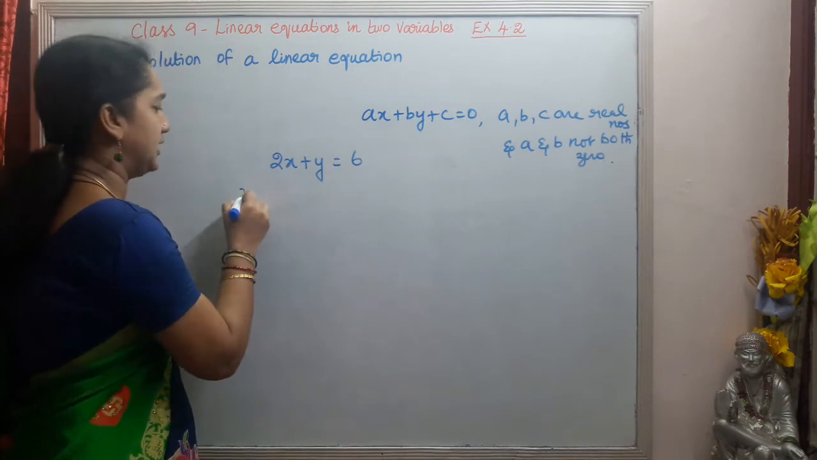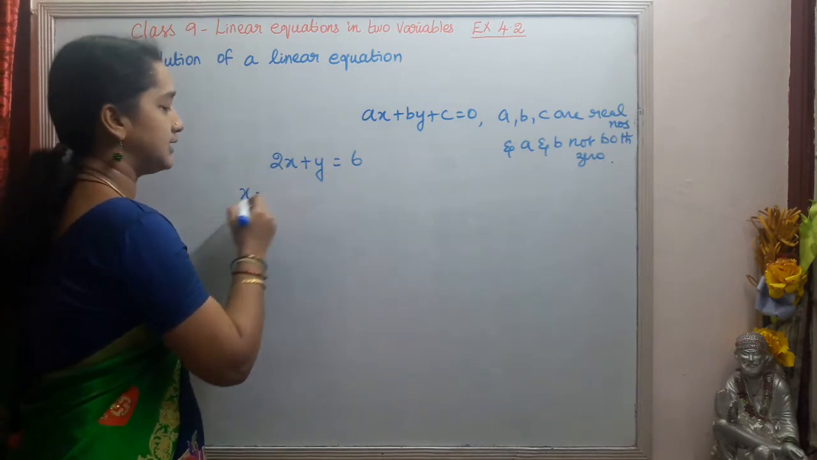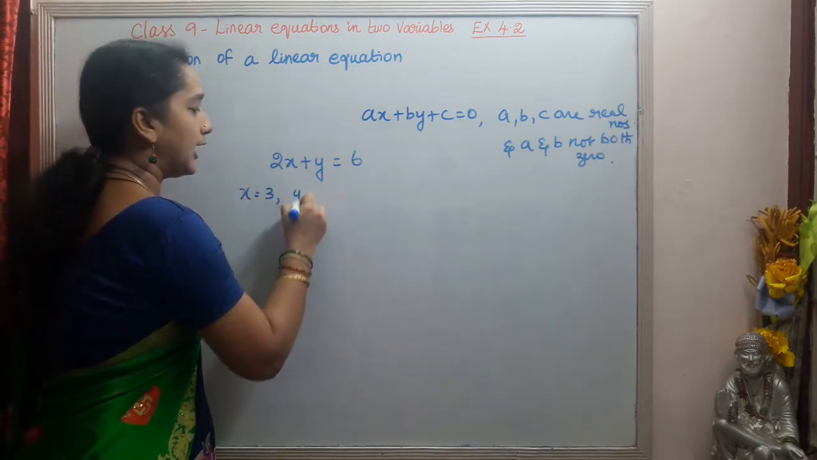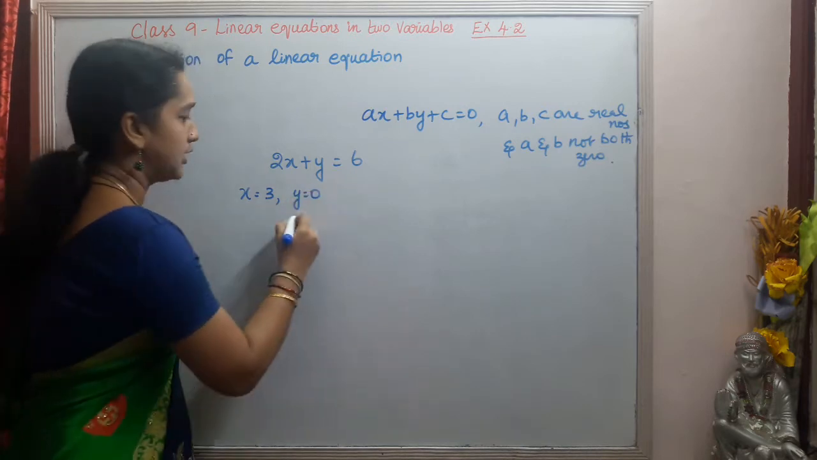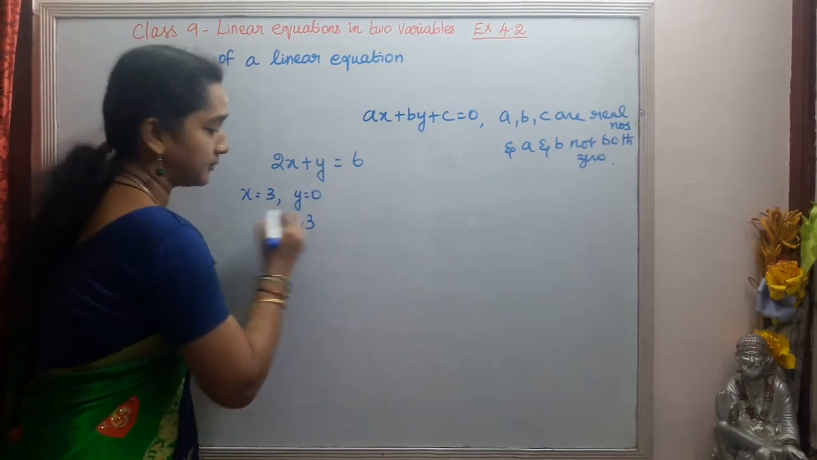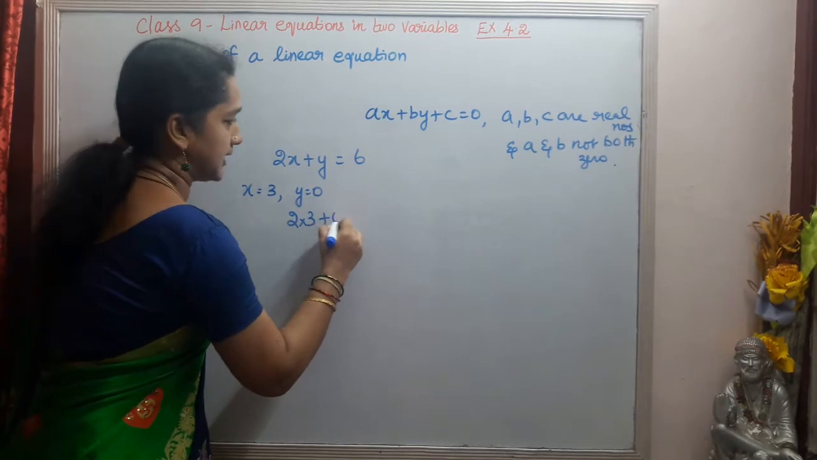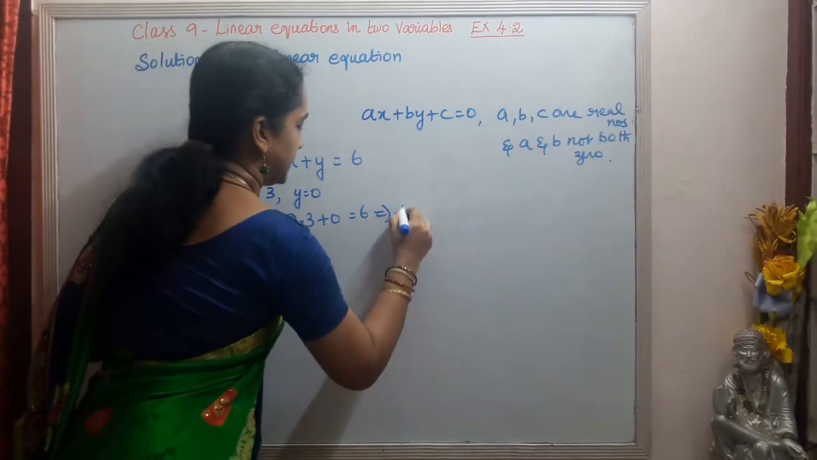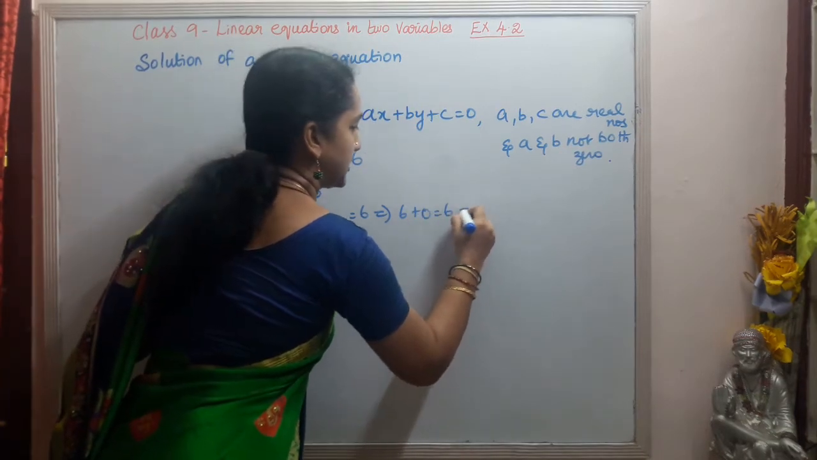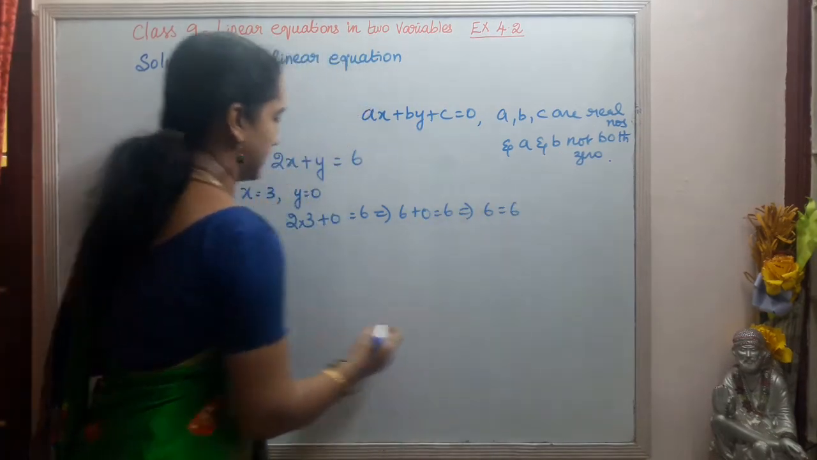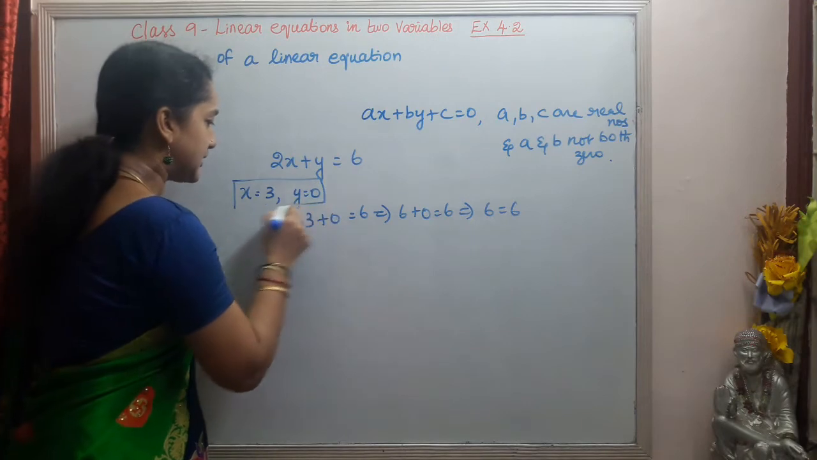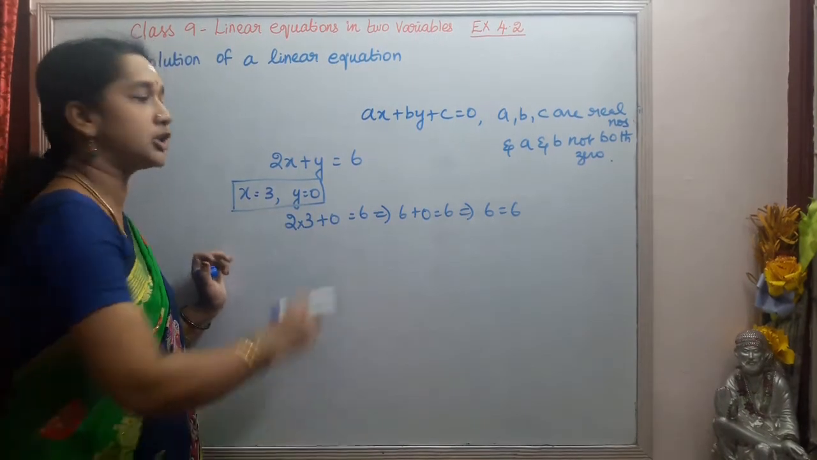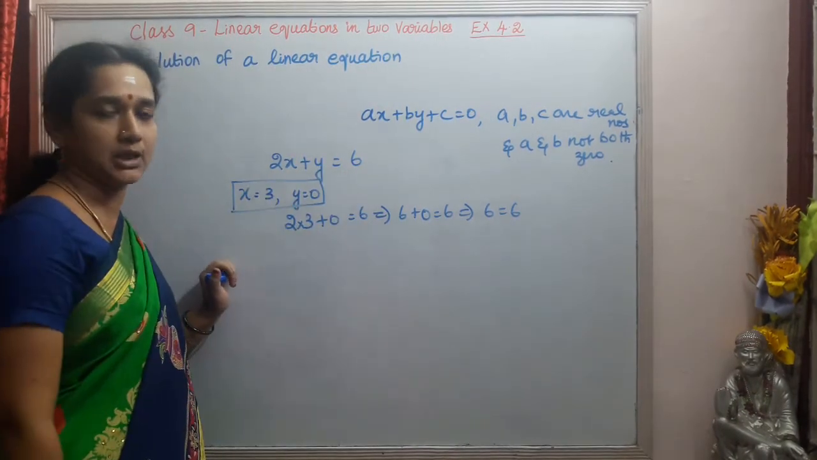So first I am taking the x value as 3 and the y value as 0. So 2 into 3 plus 0 is equal to 6. I am getting 6 plus 0 is equal to 6, that is, 6 is equal to 6. So we will say 3 and 0 are the solution of this equation.